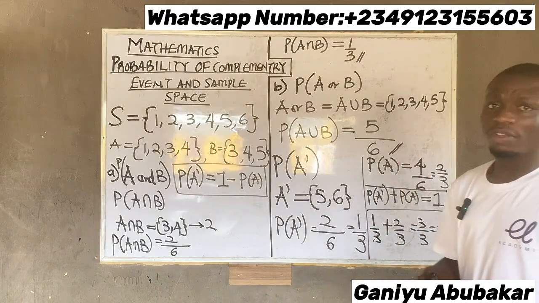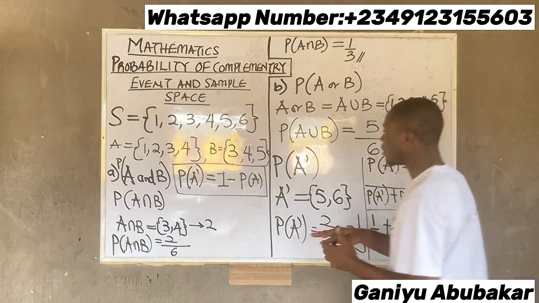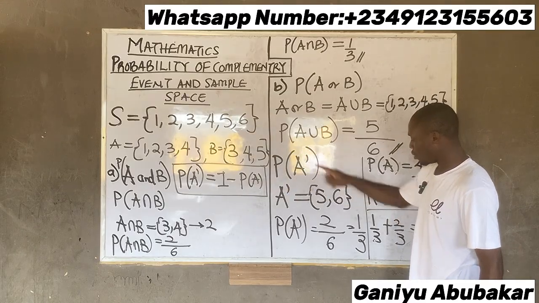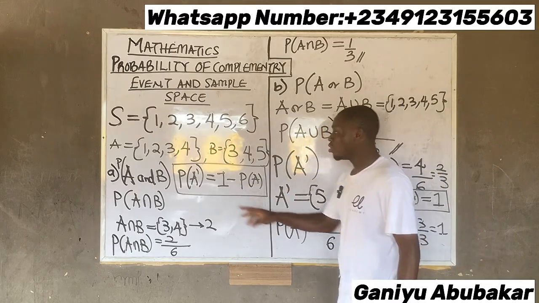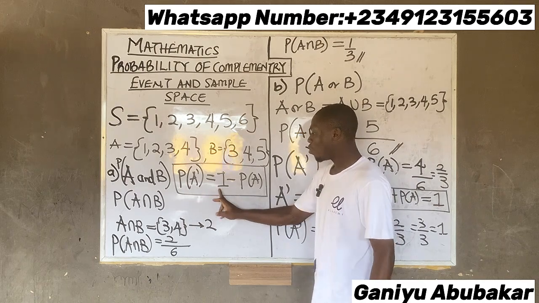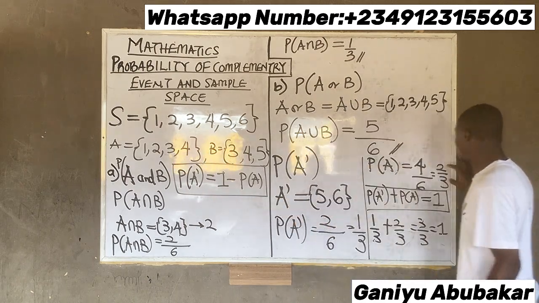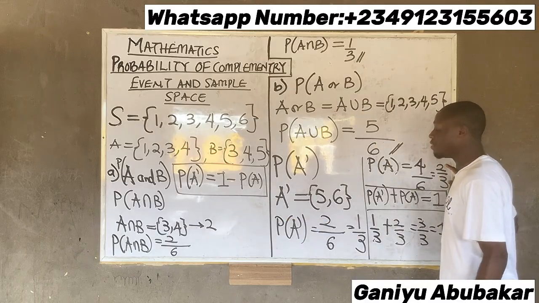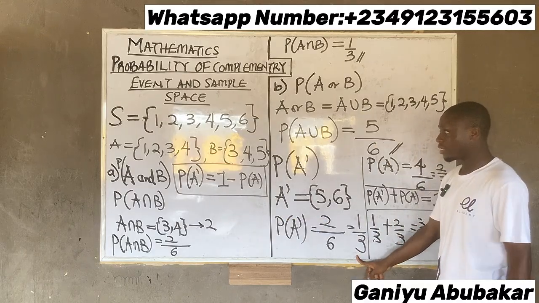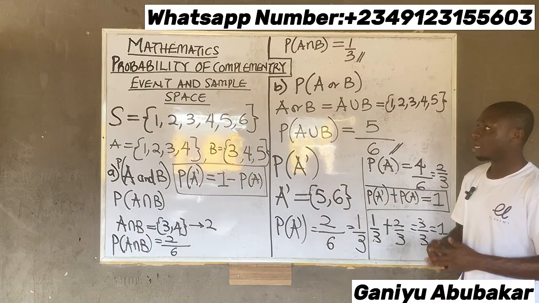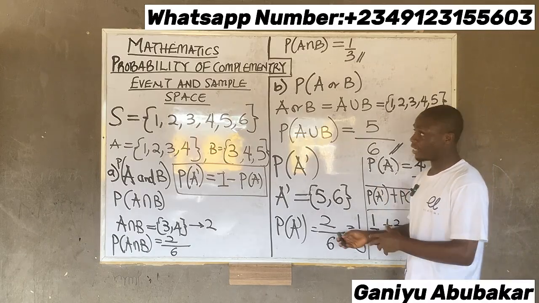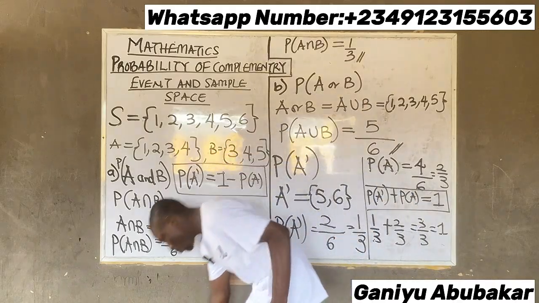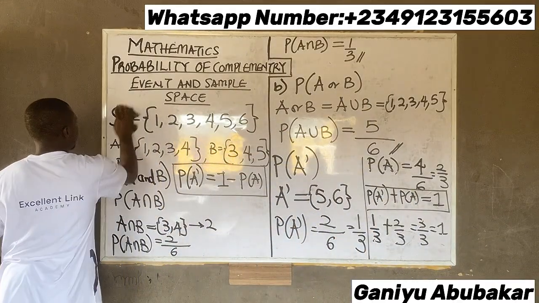Let's take one example before we leave for today's class. So I'm saying this: instead of me going through this process to get the probability of the complement of A to be 1 over 3, I could just put 1 minus the probability of A, which is 2 over 3. So 1 minus 2 over 3 will automatically give you 1 over 3 as your answer. This is the idea behind the probability of a complementary event and sample space.